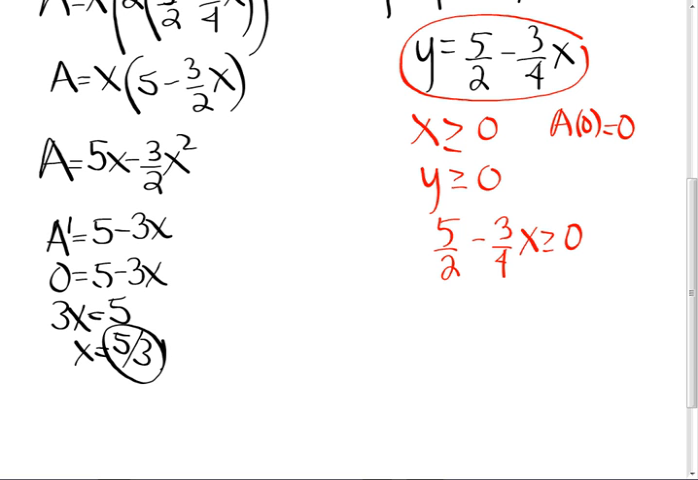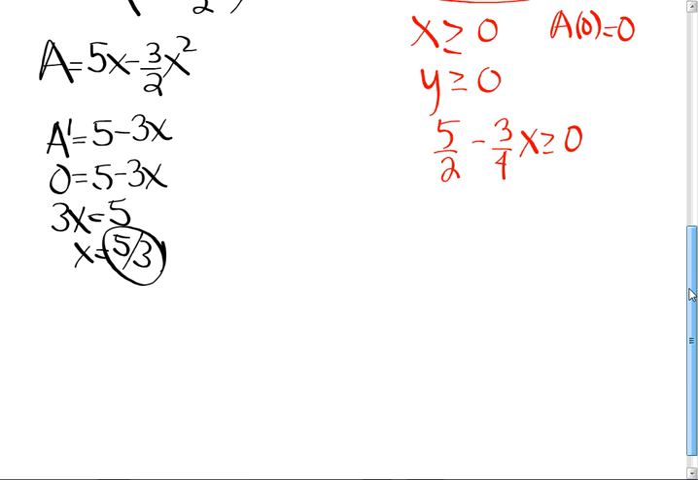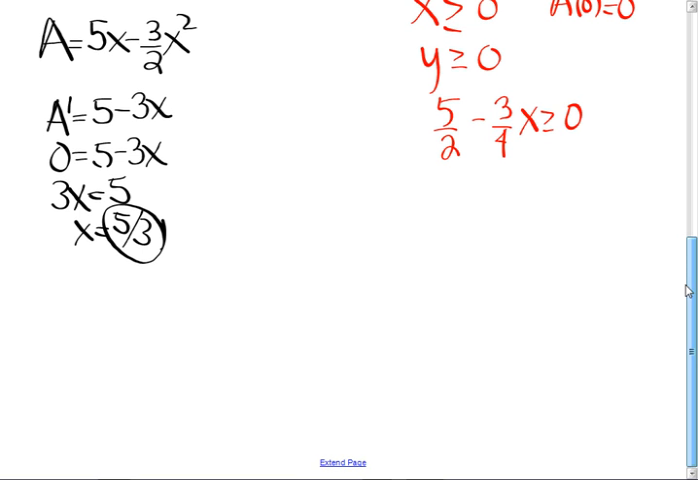Once I evaluate the end, find out where the other endpoint is, I'm going to get 0 there, and that will give me my maximum area. But if they don't ask for the maximum area, I can say I know that's the maximum area because of the maximum existence theorem. It guarantees you will have both. So we need to find the other endpoint.